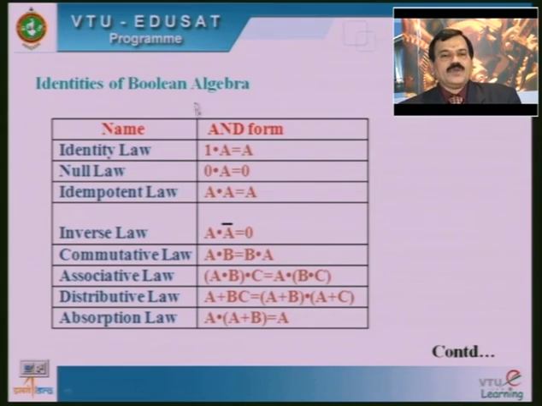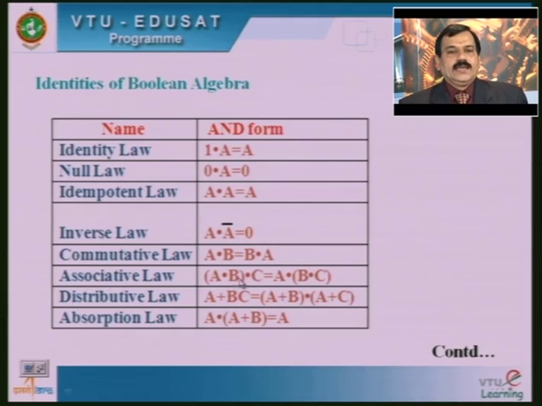Commutative law, this is a dot b, which can also be written as b dot a. So even though we change the order of the variables and put the dot between them, the value of the equation is unaltered. That is the commutative law.